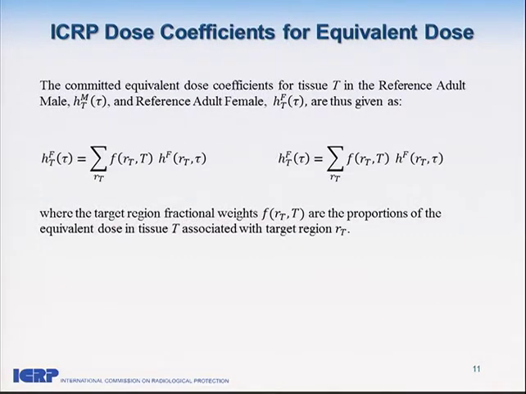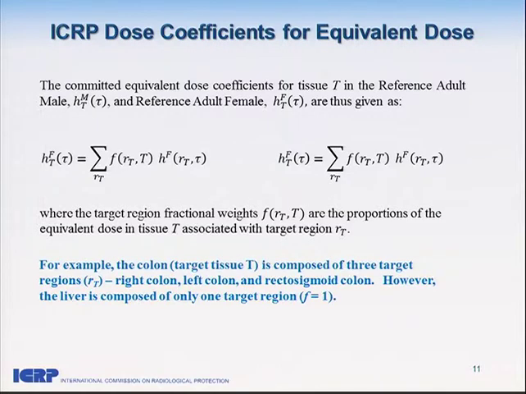But now you may be a little bit confused because I use this term R sub T, target region. Well, in the ICRP system, we just use capital T, okay? In a lot of cases, they're the same. The liver is one region, so R of T for the liver is the same as capital T for the liver. In some cases, for example the colon, we have a left colon, a right colon, and a rectosigmoid colon. So there are three colon target regions, but in the calculation of the effective dose, we only need the colon dose, right? So in that case, we have to go from target regions to what is called the tissue capital T needed for the effective dose.